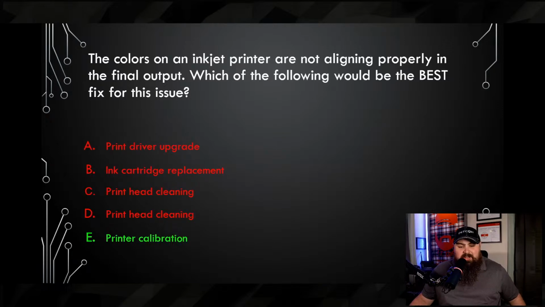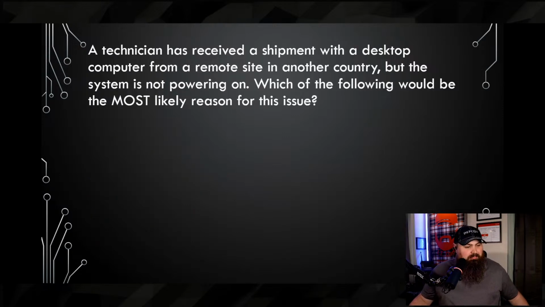The correct answer, in fact, is actually E, a printer calibration. We want to calibrate those print heads. A lot of times you can do this on an all-in-one printer where you'll print out a test sheet, then insert it into the scanner tray and scan it, and it will make any adjustments it needs to the print heads to get all the colors lining up properly. So good job, everyone. All right, next question.